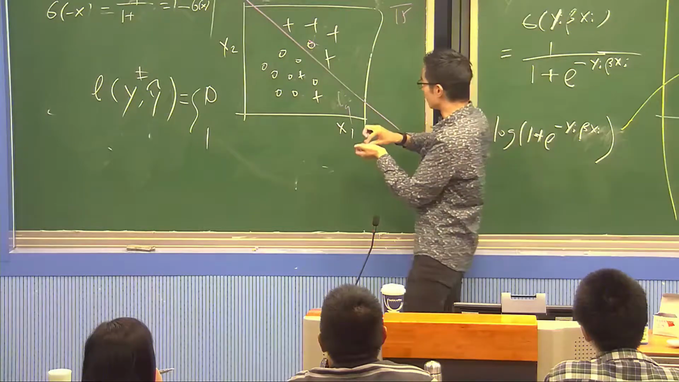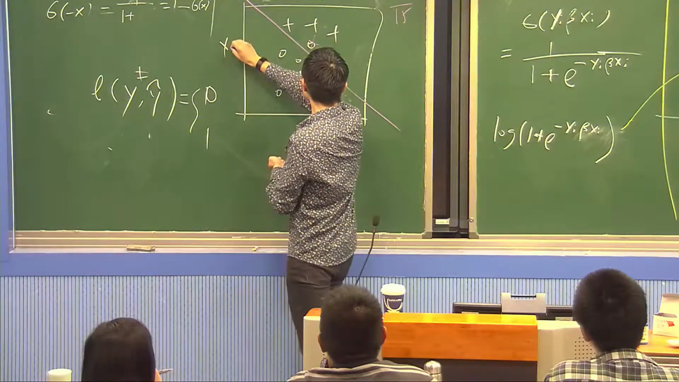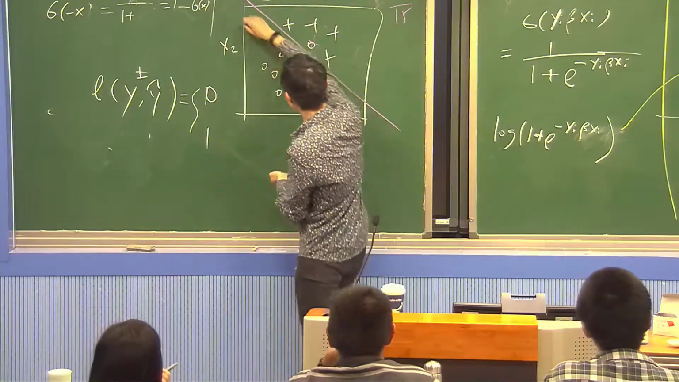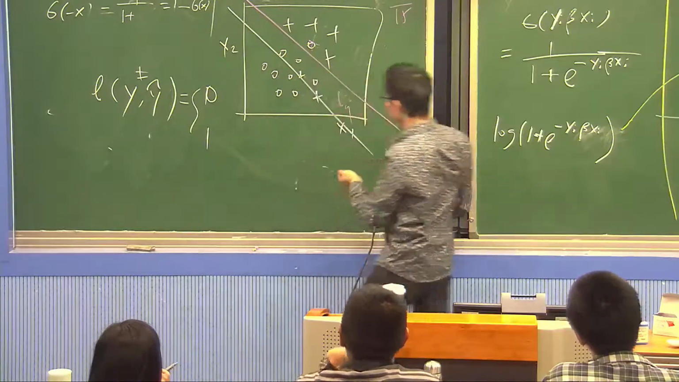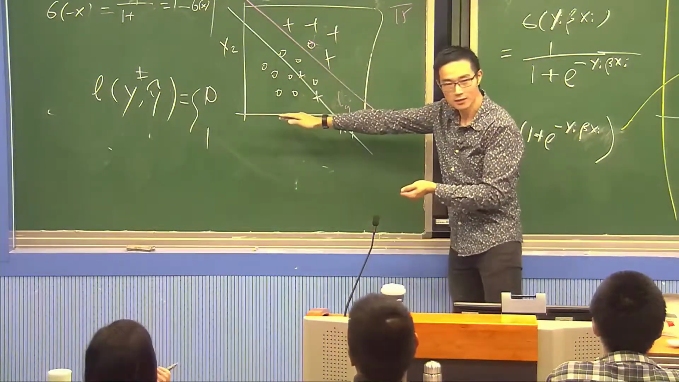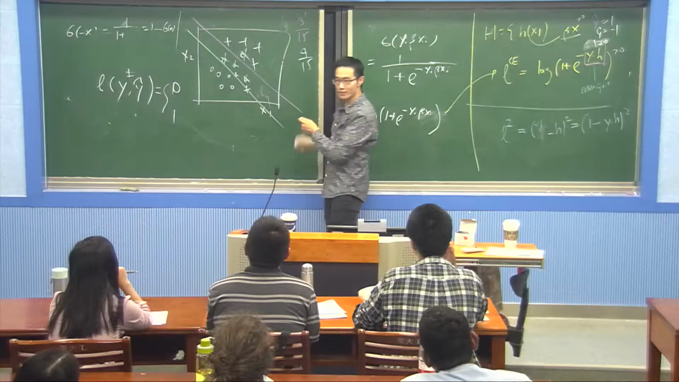So let me try another line. What can I do? There's really nothing I can do. Maybe like this. I'm going to declare everything here to be plus, and everything here to be circle. What is the total error rate? Well, here there's no error. Here 1 error, 2 errors, 3 errors, 4 errors. Now I make 4 errors, so my error rate is 4 over 15.